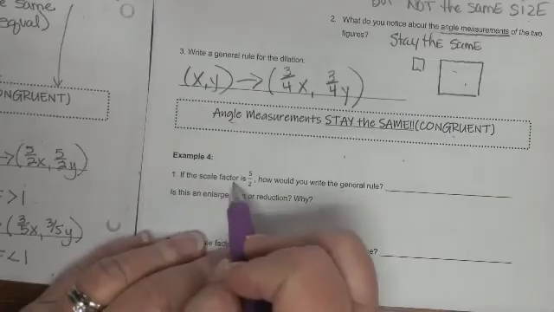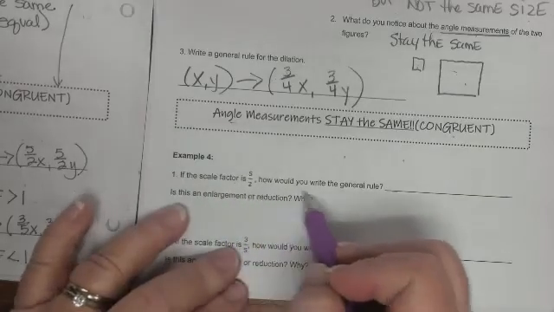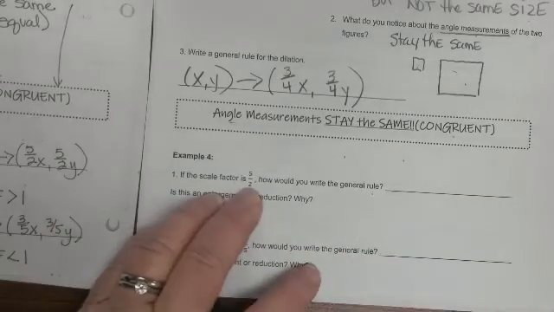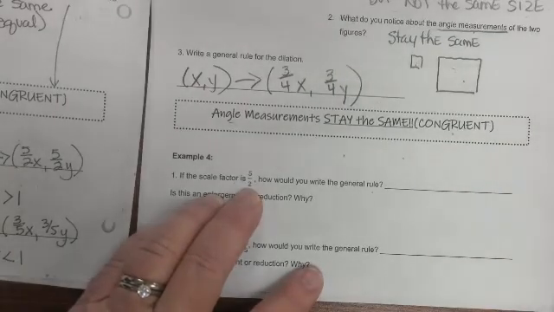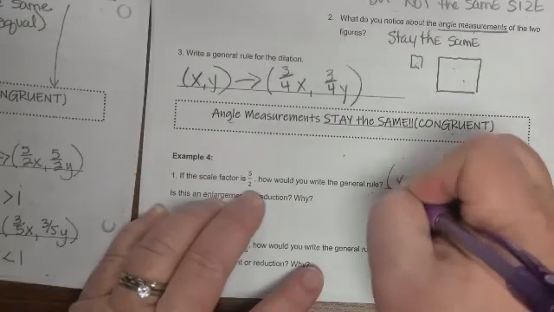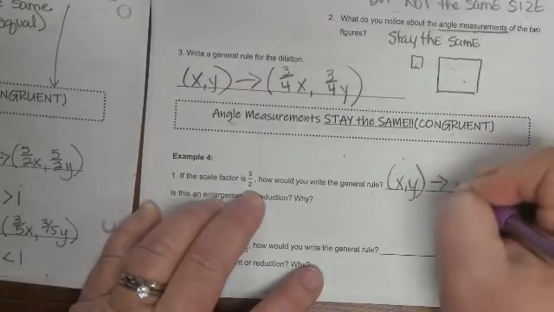If the scale factor is 5/2, how would you write the general rule? Well, first off, I have to figure out what is 5/2 as a decimal. Okay, well, no, I don't, not to write the rule. So I have an x and y pair, and I'm going to change it. What did we say?